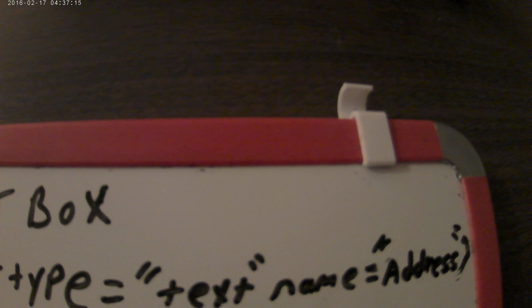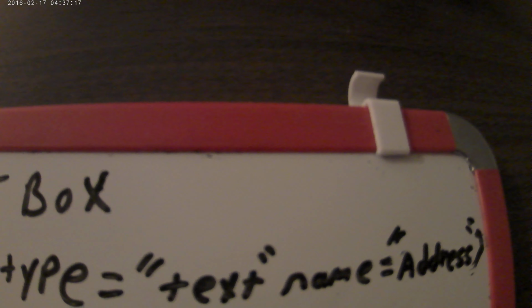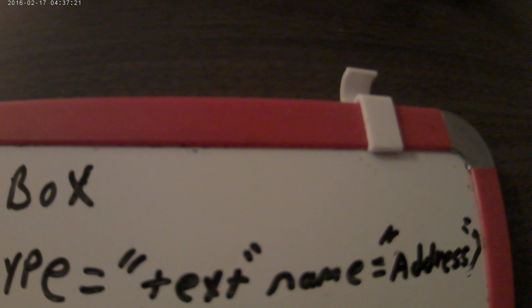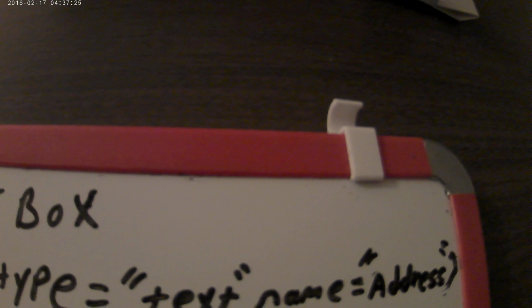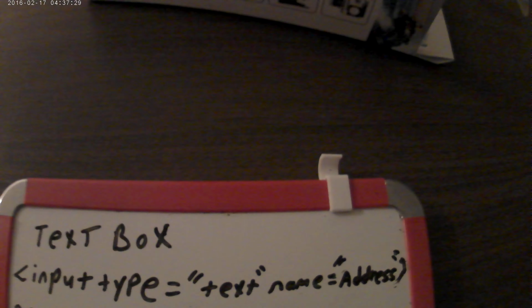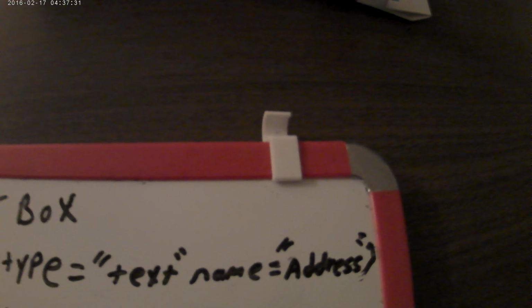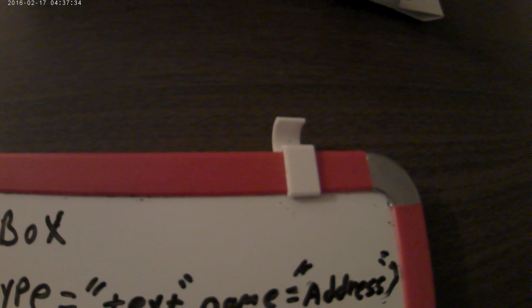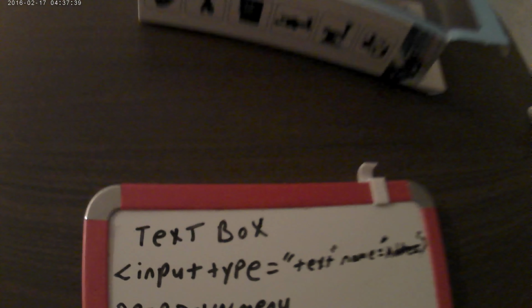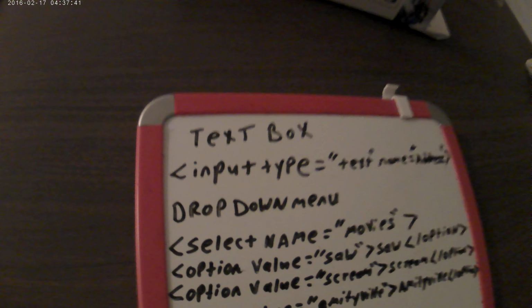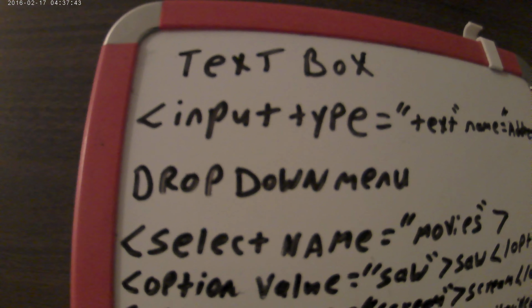These are good for user submission forms, like whenever you want to create mailing lists. So you can have name equals first name, and then the next text box would be name equals last name, and then the next text box would be name equals address. So you can create as many of these text boxes as you want. So then the next form element is the drop down menu.